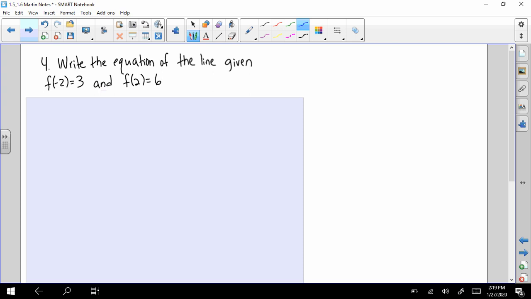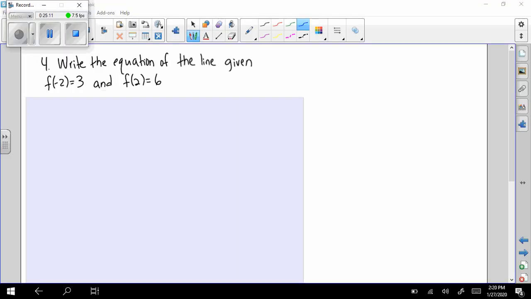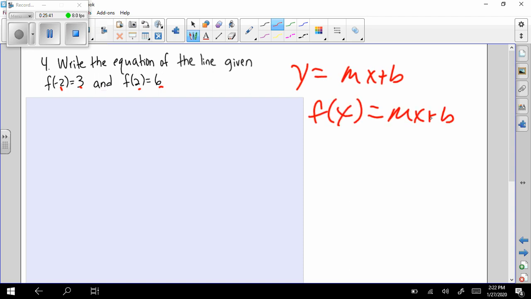Here's another situation where you've been given two ordered pairs. And when you've been given those two ordered pairs, they don't look like ordered pairs. Do you see the ordered pairs? Function notation tells you an input x, an output y. An input x, and output y. When I write the equation of the line, it will not go y equals mx plus b. It will go f of x equals mx plus b, because that's the way the information came to us.